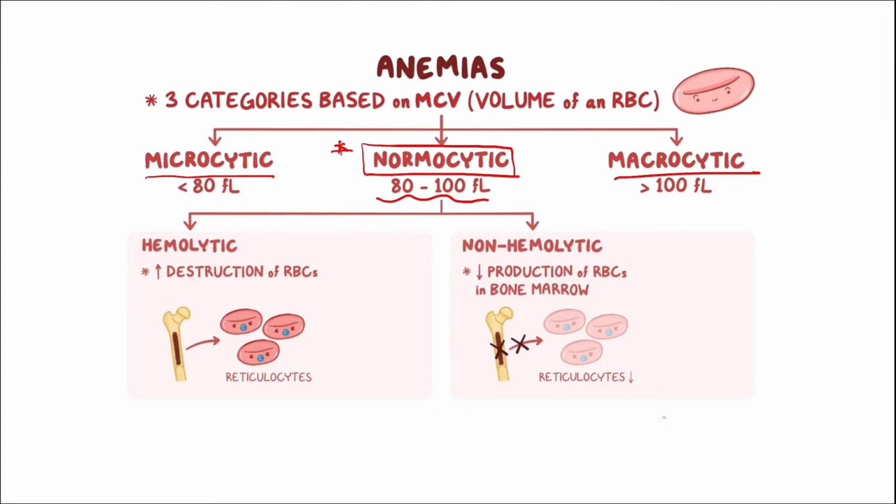So normocytic anemia can then be divided into hemolytic or non-hemolytic. Hemolytic just means that the RBCs are being produced just fine, but for some reason there's an increased destruction of RBCs outside of the site of production. This can either happen intravascularly or extravascularly. On the other hand, non-hemolytic just means that the bone marrow isn't able to produce RBCs, and so therefore there's a defective RBC production.